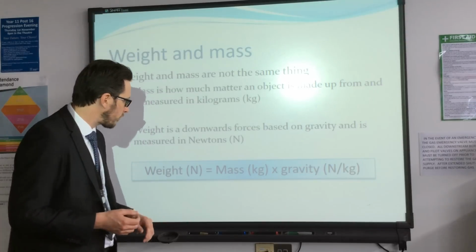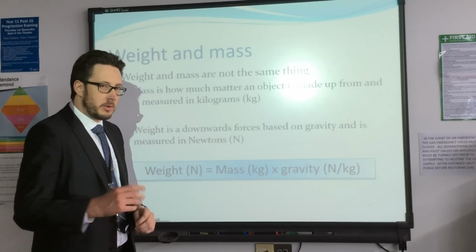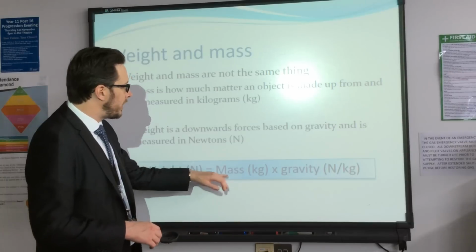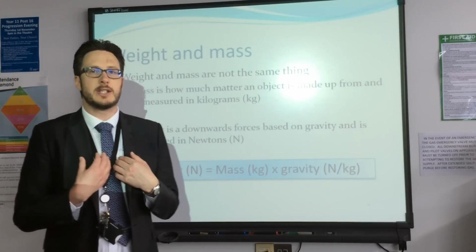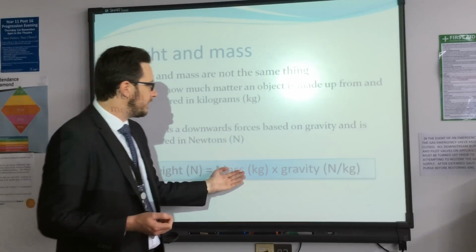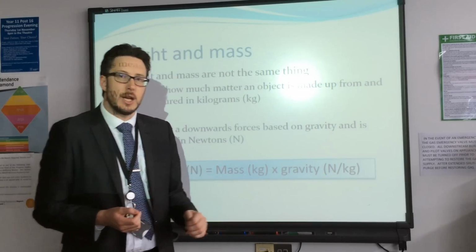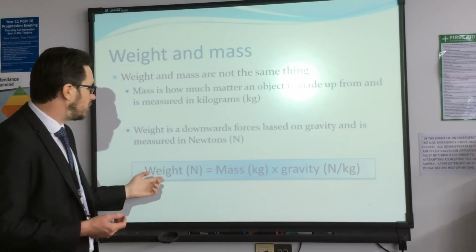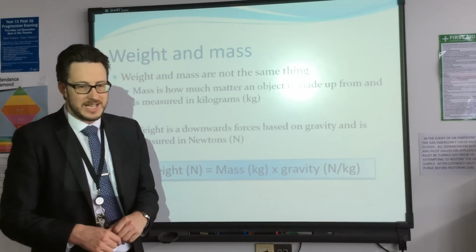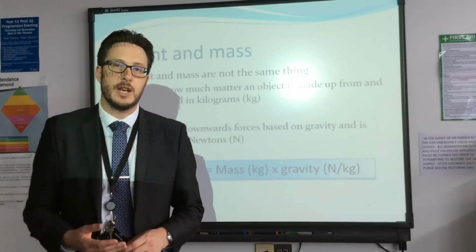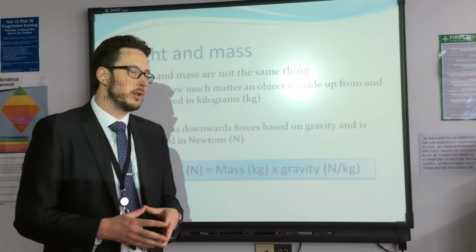If you know the gravity, so on Earth, let's just call it 10 for now, and we know the mass of an object, my mass is about 95 kilograms. If I do 95 multiplied by 10, I get 950 newtons. My weight, the force pushing downwards, based on gravity, is equal to 950 newtons.